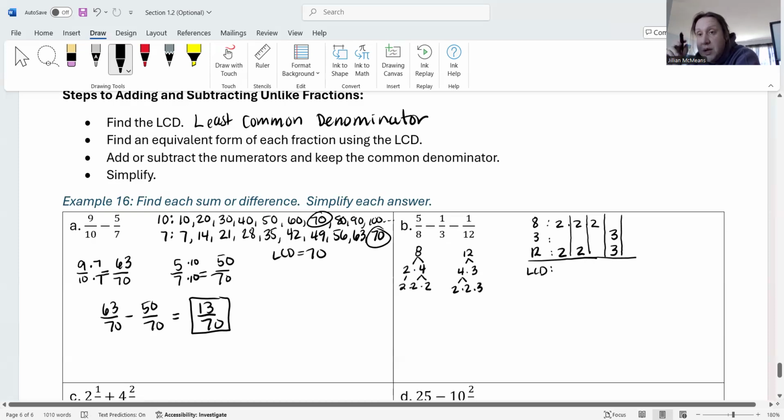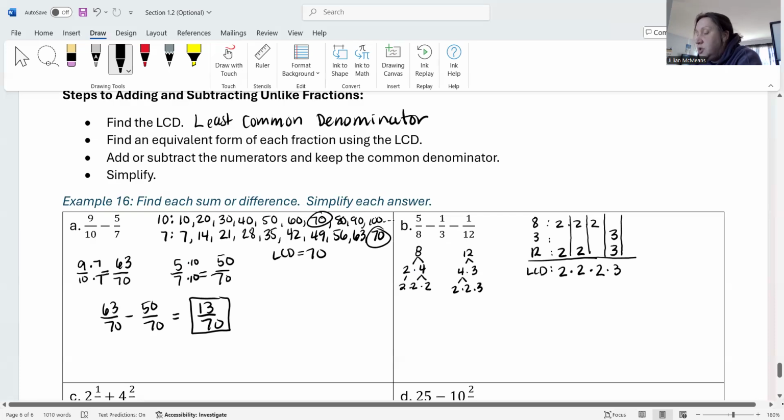Now what you do is you bring down the representative from each column. The first column is a 2's column, so we bring down a 2. The next column we bring down a 2. The third column we bring down a 2. The fourth column we bring down a 3. And if we multiply all of those numbers together, that gives us the LCD.